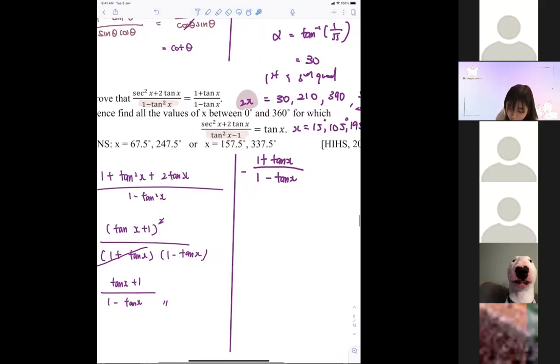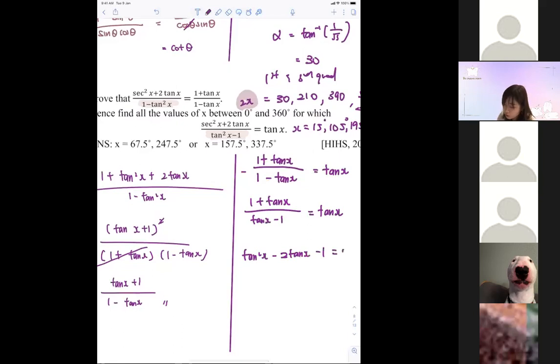So it's equals to tangent x. Okay, this minus I put inside here, then I can flip. So 1 plus tangent x over tangent x minus 1 is tangent x. Cross multiply, you will get tangent square x minus 2 tangent x minus 1 equals to 0.